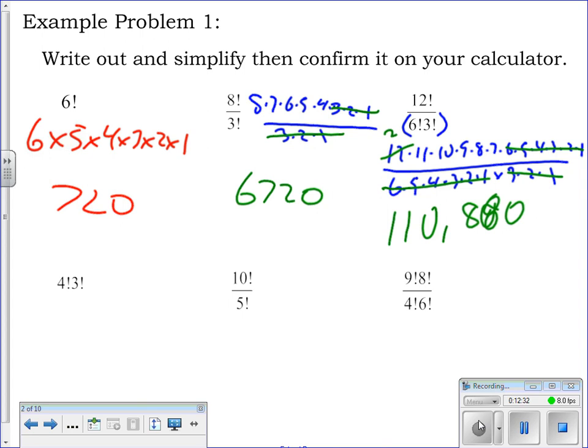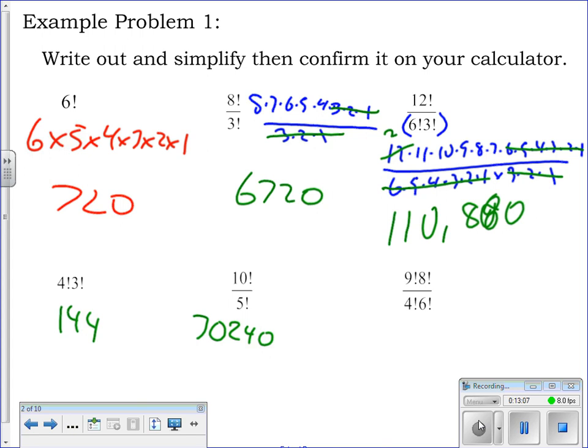This one's easy. 4 factorial times 3 factorial, which is 24 times 6, I think. Yeah, 24 times 6, 144. 10 factorial over 5 factorial, 30,240.